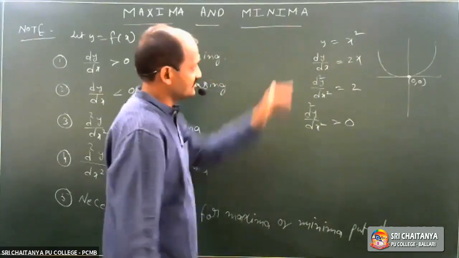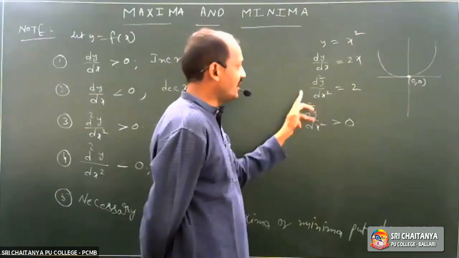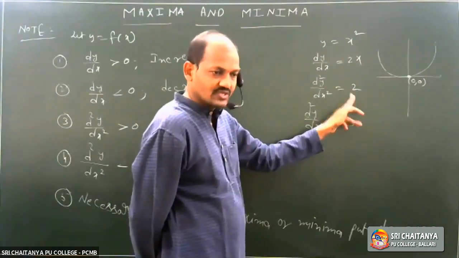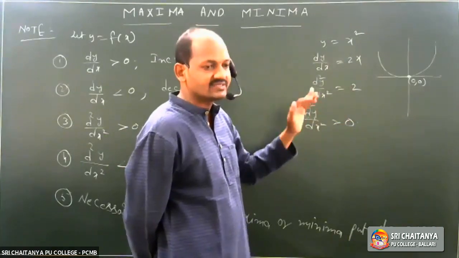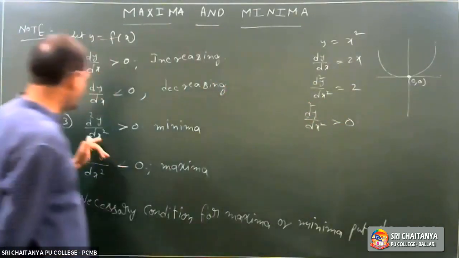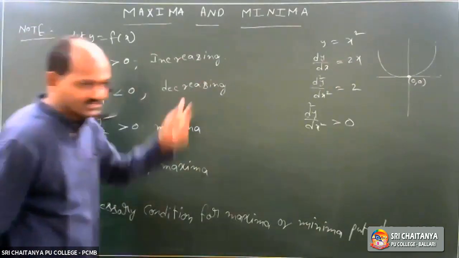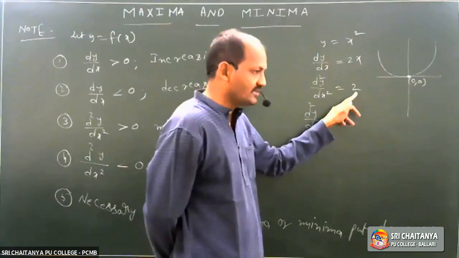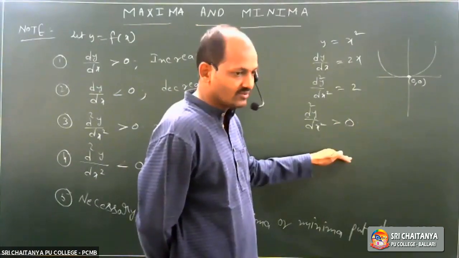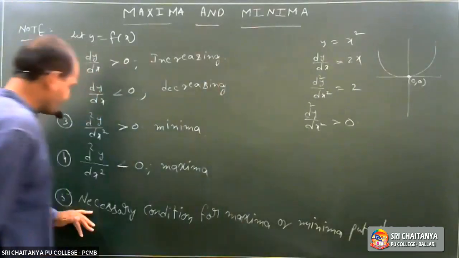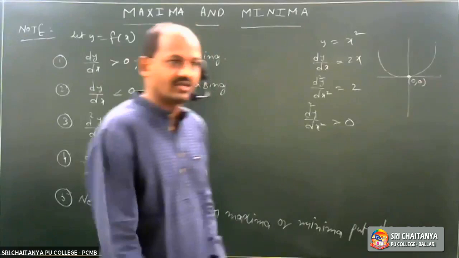So the general process. y equal to x square. First derivative is 2x. Again derivative, it is 2. Second derivative is positive, so it has a minima. Second derivative positive means minimum. Second derivative negative means maximum. Okay? Second derivative positive, so it has minima.